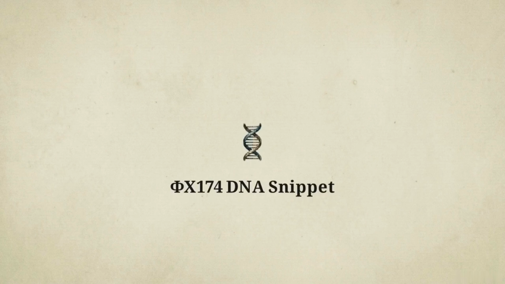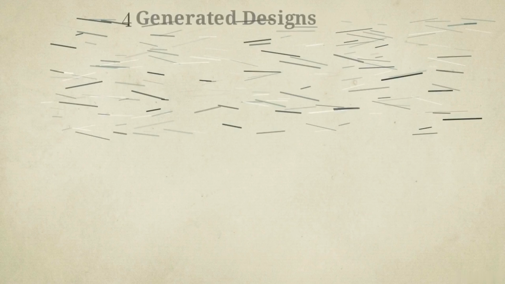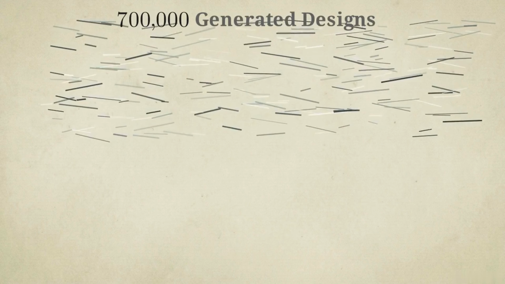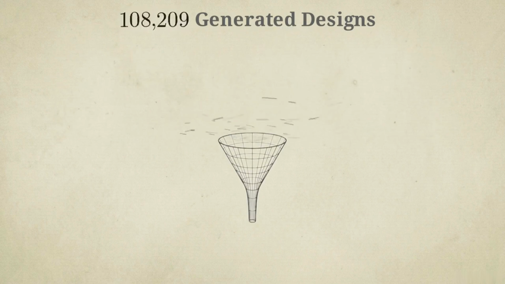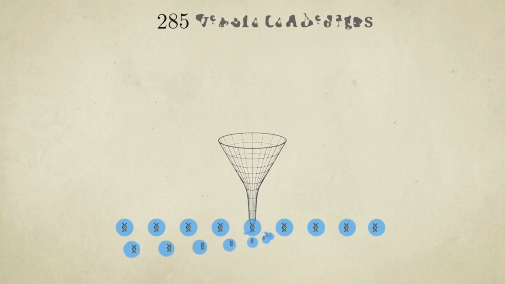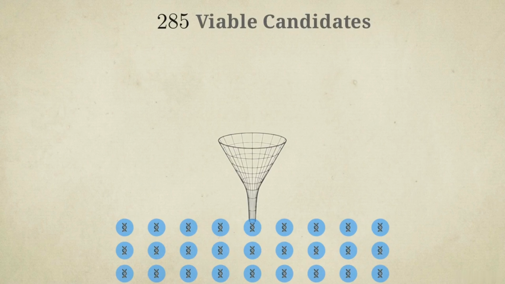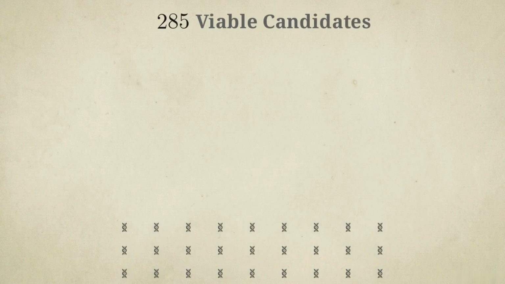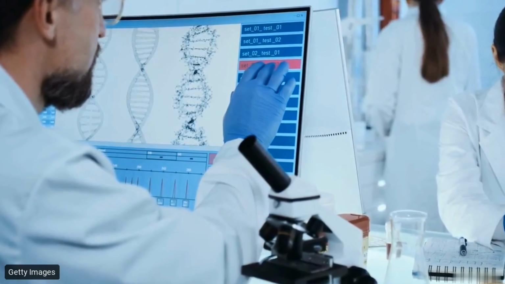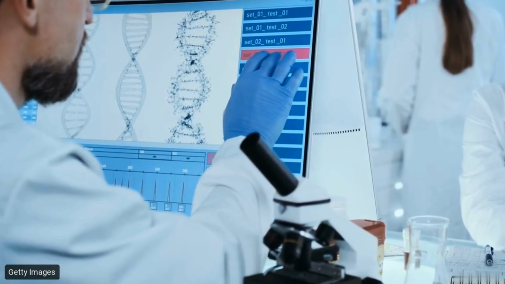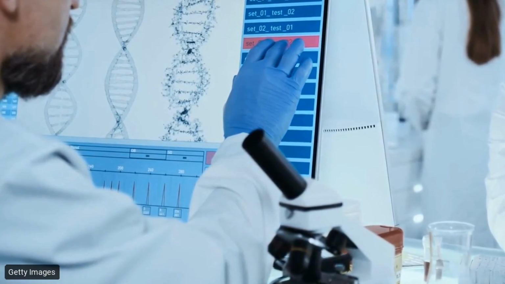The researchers prompted the AI with a tiny snippet of phage DNA. The model generated 700,000 potential genome designs, each a unique variation. Computational filters narrowed this pool to 285 designs likely to function. These were then physically synthesized into DNA molecules in a lab. When tested against live cultures, 16 of these machine-designed genomes successfully infected the target bacteria and began reproducing.